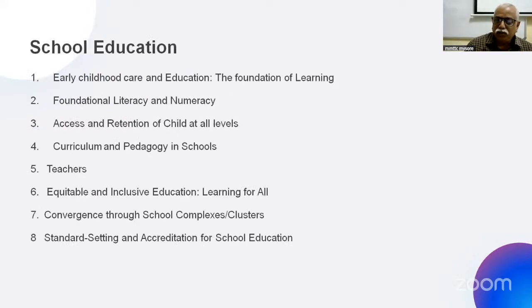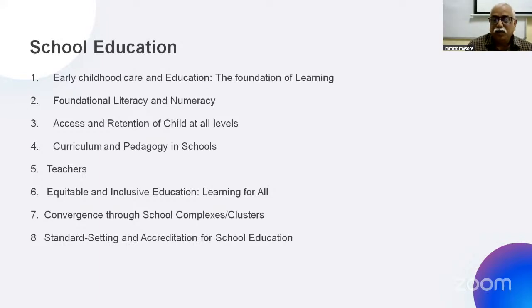The school education part, as the first slide showed, has 8 chapters dealing with different headings and themes. The first chapter talks about early childhood care and education, which is the foundation of learning. It is the starting point for school education, how it must look, and what concerns we need to address. Chapter 2 talks about foundational literacy and numeracy, how this education at the early childhood care level needs to be given, what its importance is, and how it needs to be harnessed at the next levels. Chapter 3 talks about access and retention of the child at all levels.